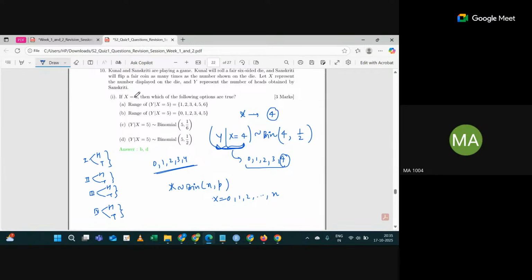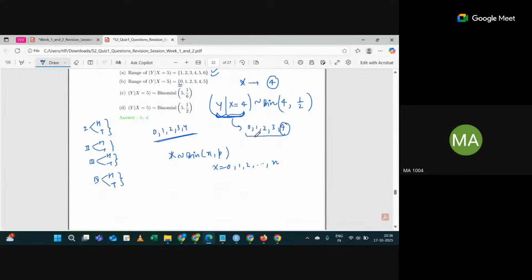Here in the question it was given x equal to 5, so it will be binomial with 5 and half. Why is the first option not correct? What's wrong with the first? You can only get 5 heads if you toss 5 heads, and I can get 0 heads also, right? Is the situation and solution clear?